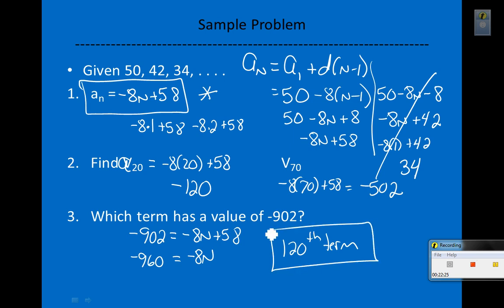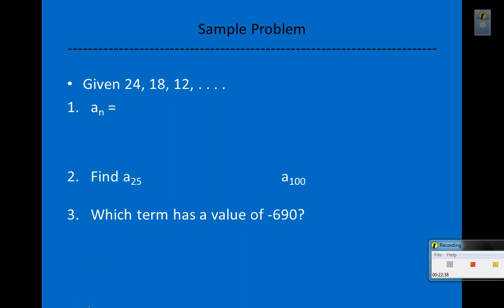Okay. I got another one just like that coming at you. And then you can pause the video and try 2 of them real fast if you'd like, or you could just let the video roll and watch me do them. So here goes my next one: 24, 18, 12.